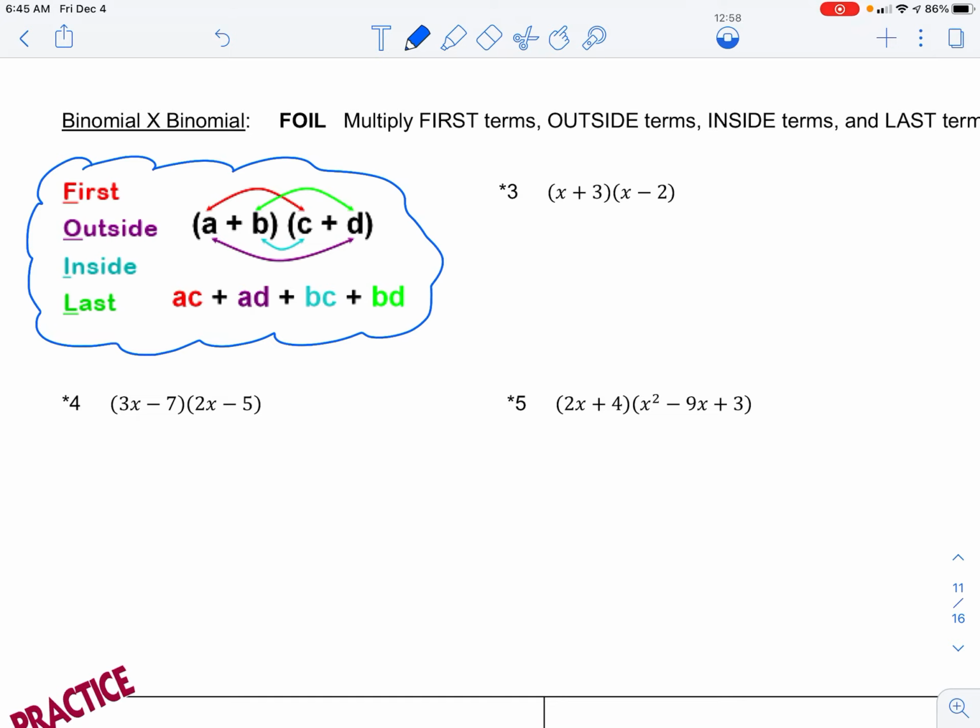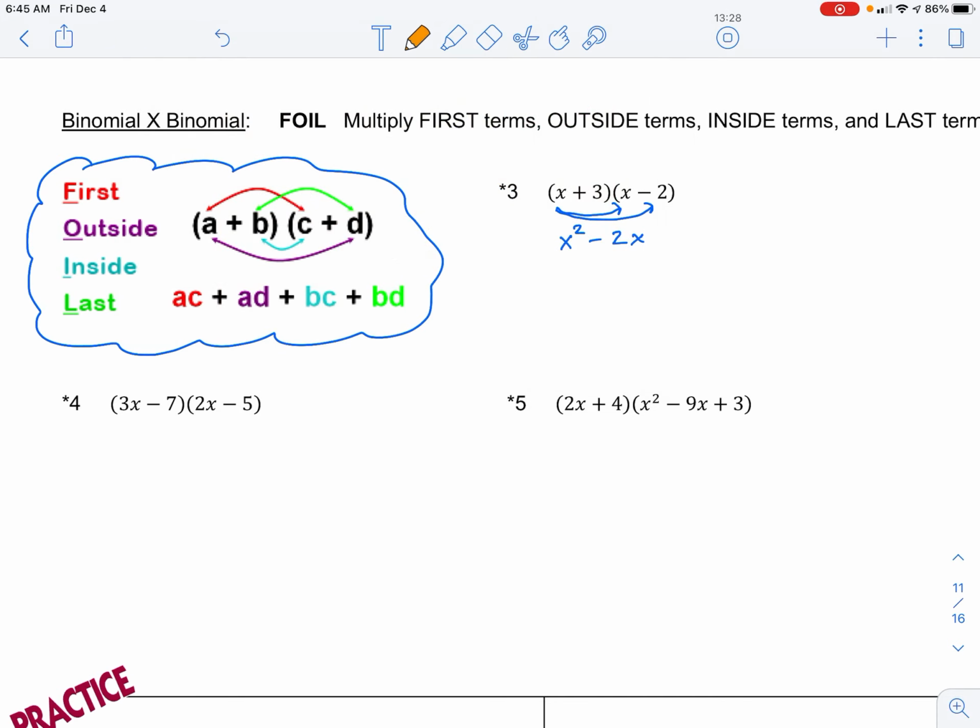If you like the way it's written on the left here and you like doing the lines on top, it's up to you. That's completely fine, but the point is just keeping track of making sure that each term in the first binomial gets multiplied with each term in the second binomial, okay? That's the key. So let's go ahead and work this out. So we have first terms, which would be x squared. Outside terms, which would be minus 2x.